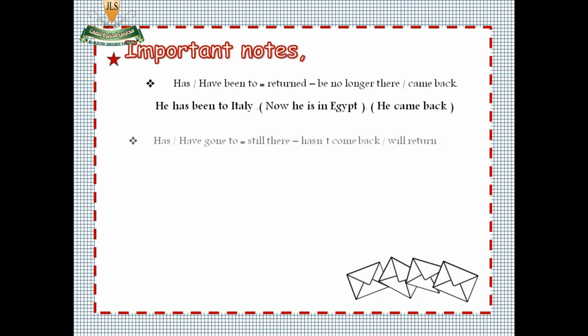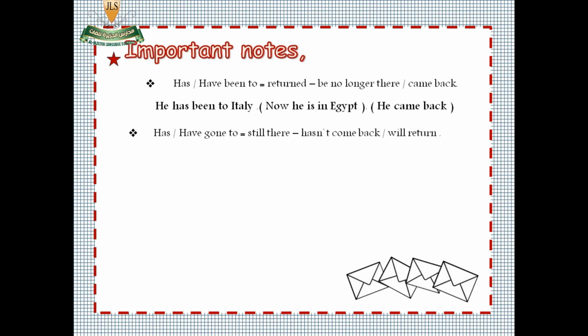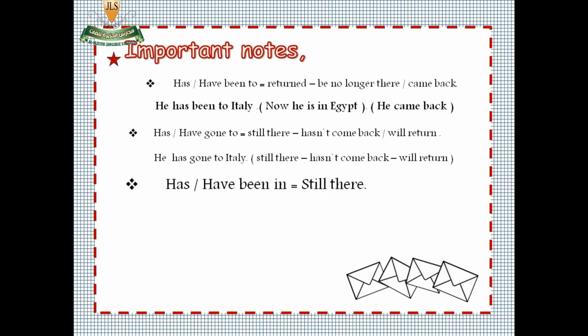Okay. Has or have gone to means he's still there. He didn't come back yet, and he will return. He has gone to Italy. He's still there. Okay. Have or has been in means still there. He didn't come back.